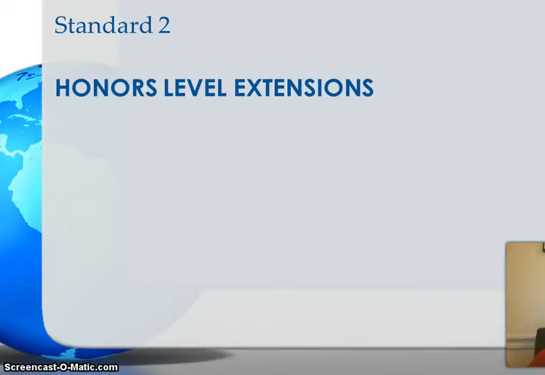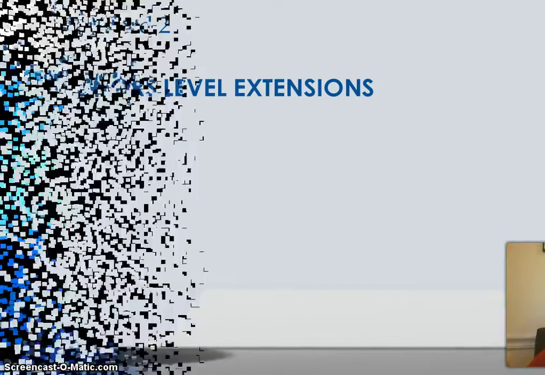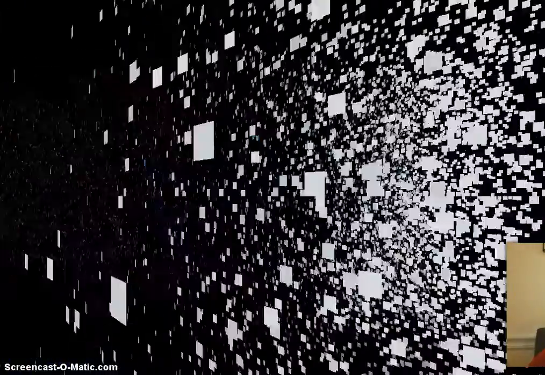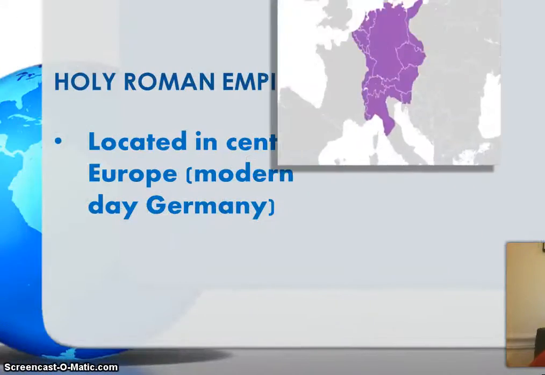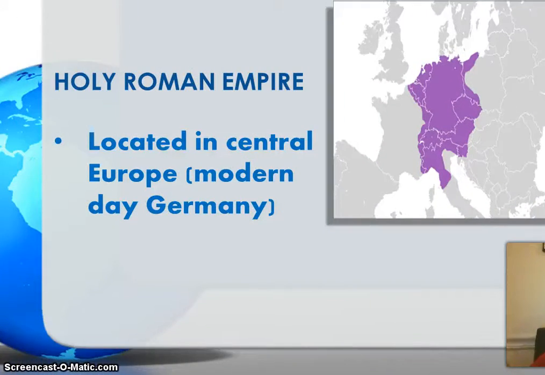So we'll start off with the extension to Standard 2A. Students in the honors courses are also expected to know, in 1500, the location of the Holy Roman Empire. I'll be honest, I'm surprised this isn't part of the state standards given the role that the Holy Roman Empire plays, especially in the early part of the course. But it's located here in Central Europe, pretty much modern day Germany and many of the surrounding countries.